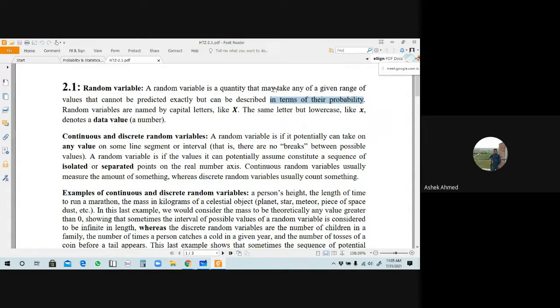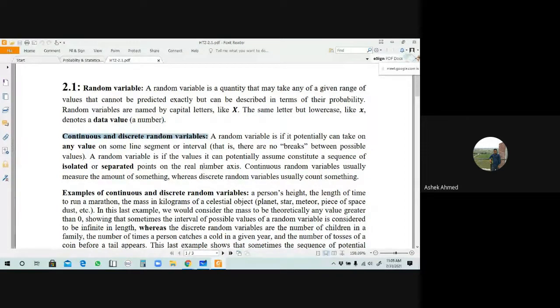We denote the random variable by a capital letter, that is capital X, capital Y, capital Z, etc. And the lowercase letter denotes the data value of the random variable. Okay. Now we will discuss discrete and continuous random variables.